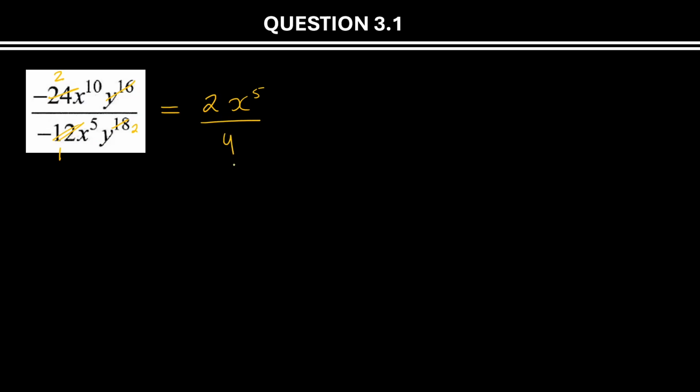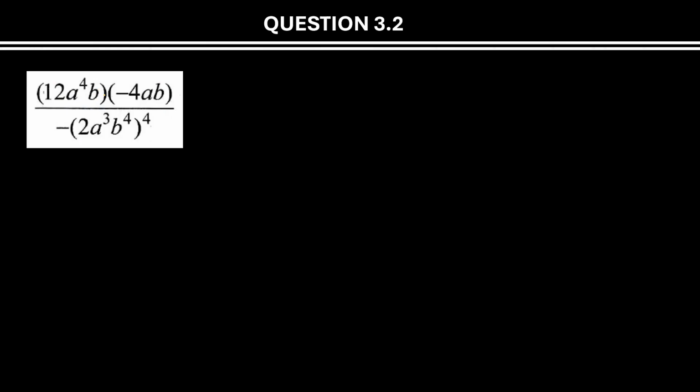So we'll just put this over y squared. Now here, we want to simplify the numerator first, then the denominator, and then simplify the fraction as a whole. Now here we've got 12 times 4, which is 48. So it's negative 48, because 12 times negative 4 is negative 48. And then a to the power of 4 times a to the power of 1 gives us a to the power of 5.